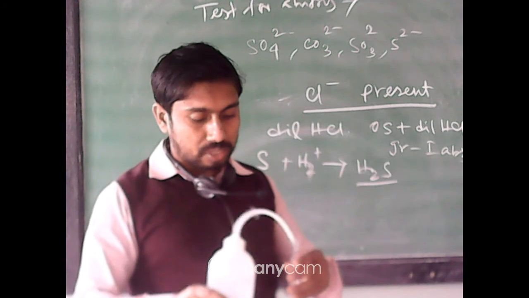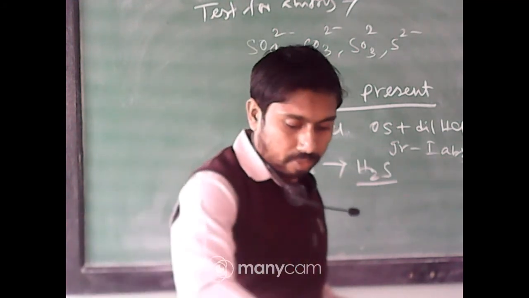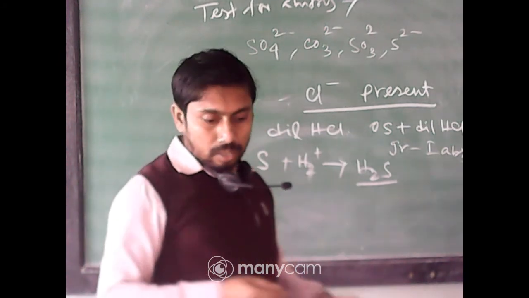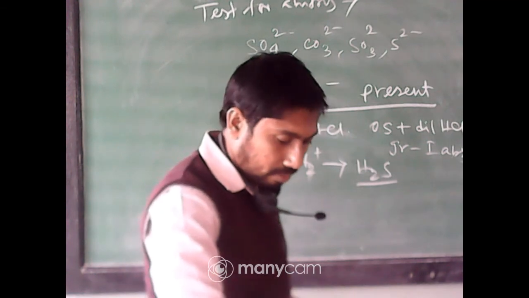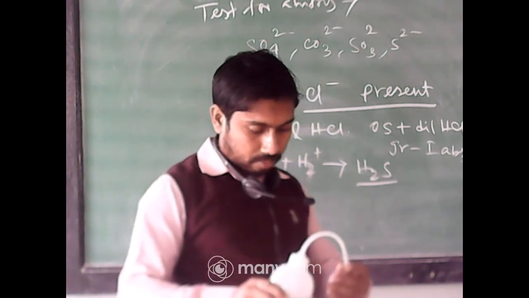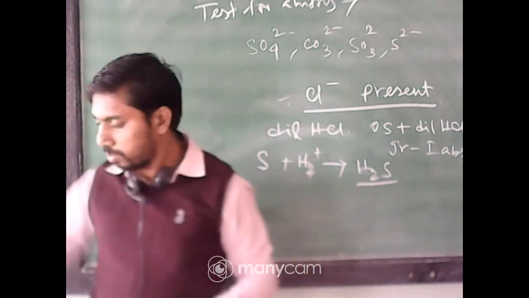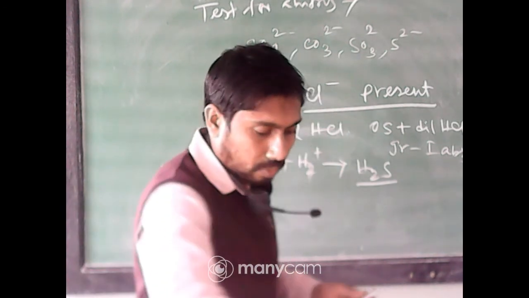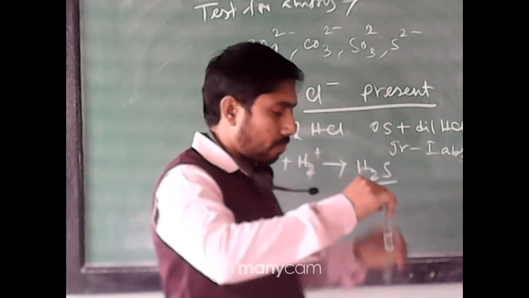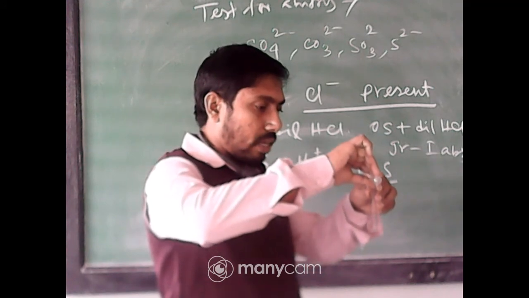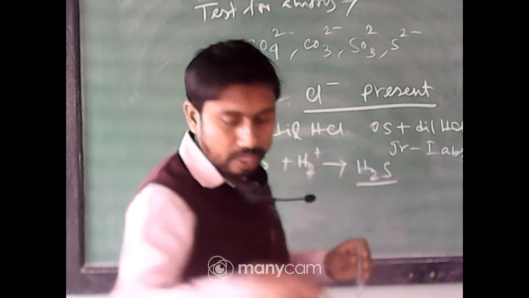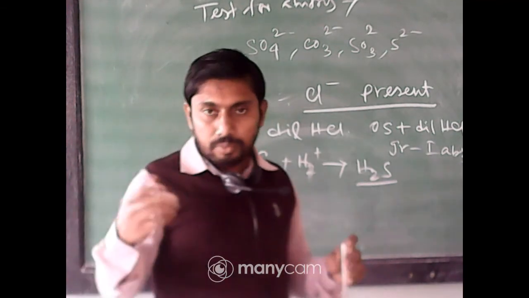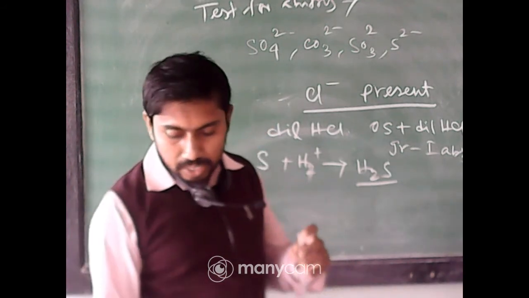Next we will move to group 3. Group 3 reagent is ammonium hydroxide and ammonium chloride. Just see. This is the original solution. Before doing any practical, you have to clean the test tube very cautiously, because if any reagents are there, they will interfere.